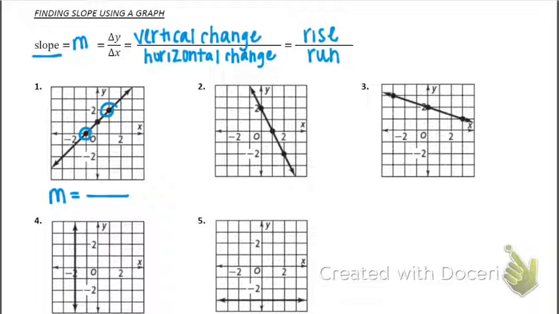So for me, I'm going to go up 1, 2, right? So what is my rise? Positive 2. Then I go from that point over to the next point, and I'm going to go to the right 1, 2 spaces. So my run is also positive 2. What if I had to go to the left? It would be negative. What if instead of going up, I go down? Also negative. So you have to indicate if it's positive or negative. And this reduces to a slope of 1.